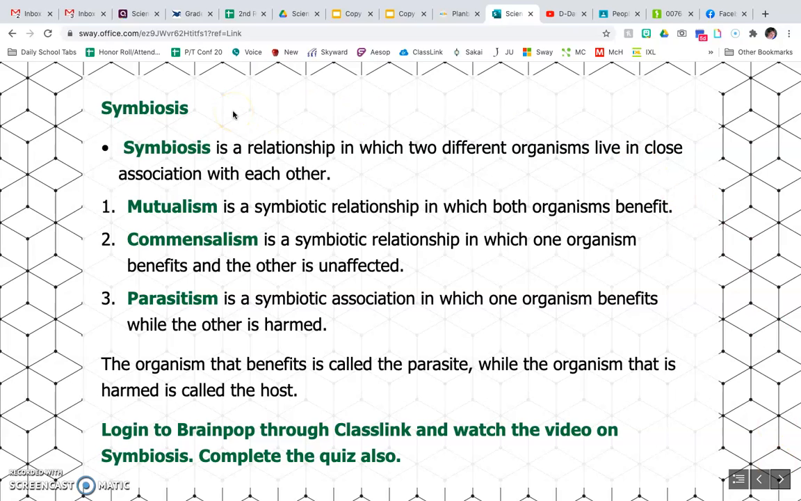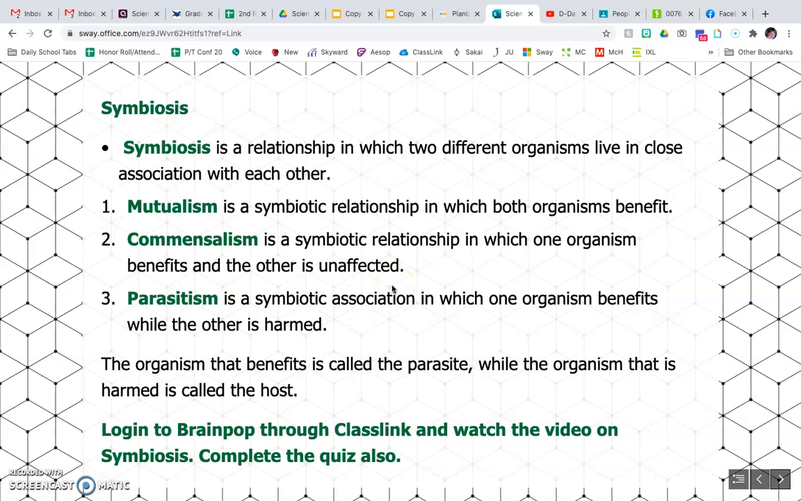So we're going to begin with talking about symbiosis. And symbiosis is a relationship in which two different organisms live in close association with each other. There are three types of symbiosis. Sometimes you'll hear it pronounced symbiosis. It's the same thing. So the three types of symbiosis are mutualism, commensalism, parasitism.